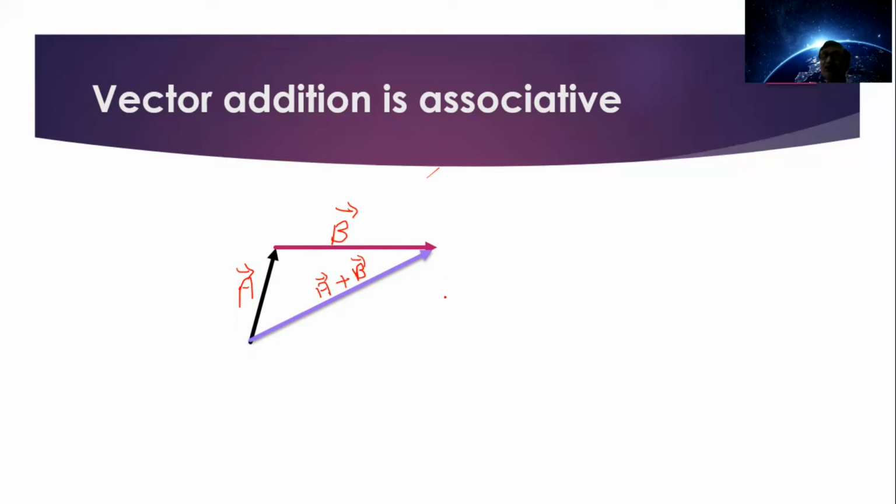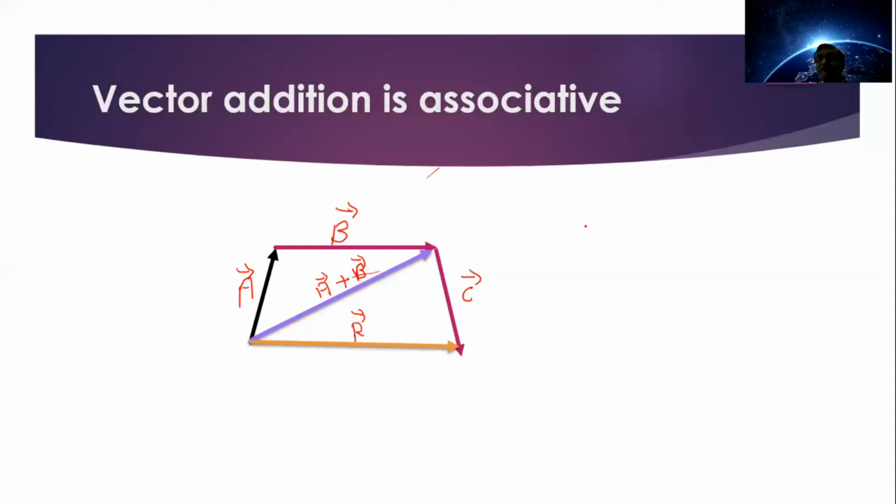Now we consider another vector, that is the C vector. See here, this is the vector C. Now see here, this is one vector, that is A vector plus B vector, and here another vector C. These are the two sides of the triangle taken in order. Then the resultant is this R vector.